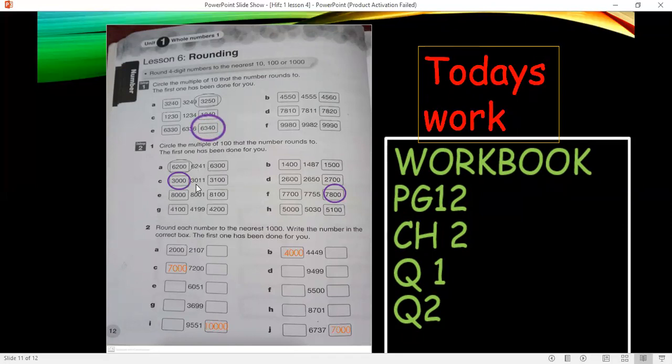Next, the same method will be applied when we have to round to the multiples of 100. The example is done for you, 3,011. Underline the hundreds place and circle the next digit right to it, that is 1. It's less than 5, so we will not add 1 to this digit and it will become 3,000.